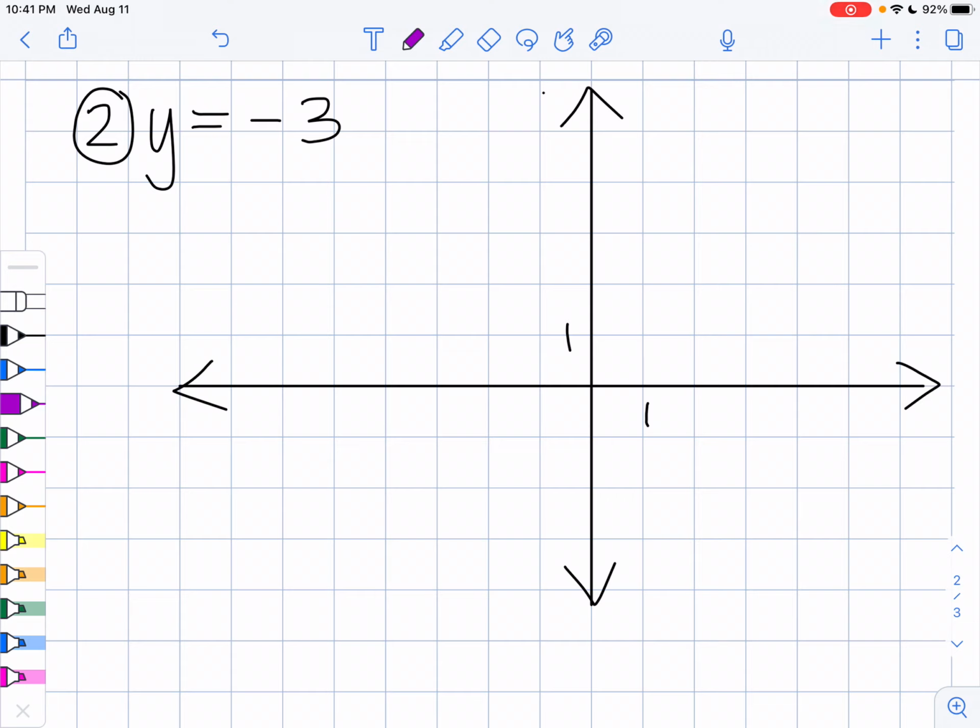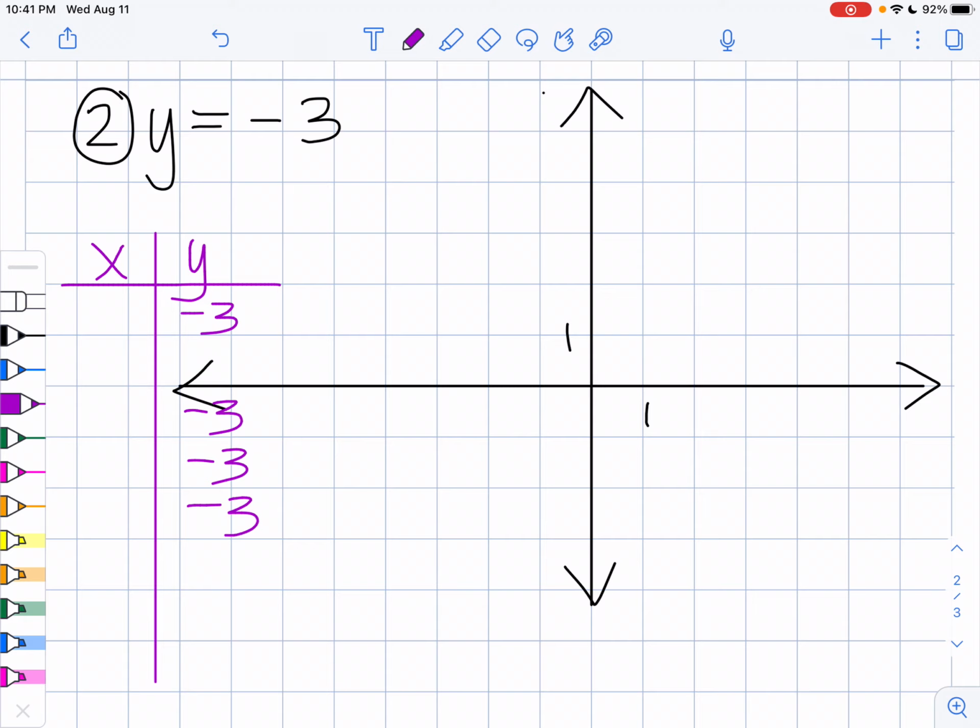Notice in this one, there's no x value. So that means that y is always going to equal -3. It doesn't matter what x is. So it's going to be -3, -3, -3, -3. Doesn't matter what x is. So I'm going to pick some points: -2, -1, 0, 1. Okay, now I'm going to graph them.